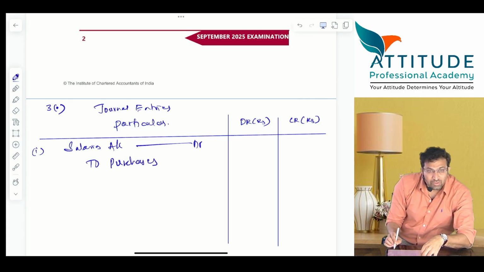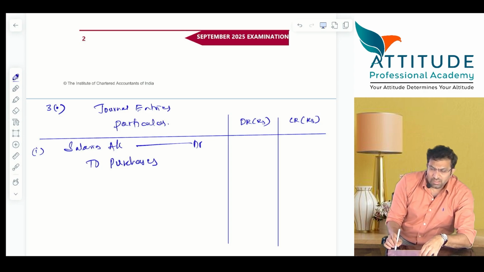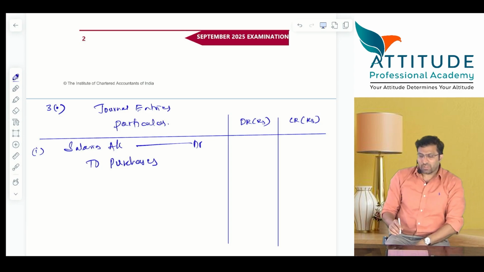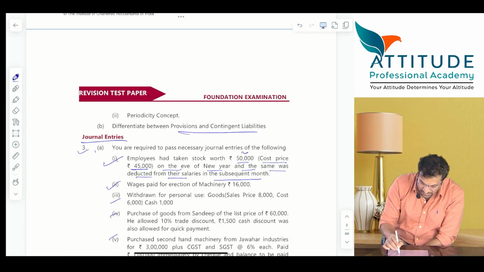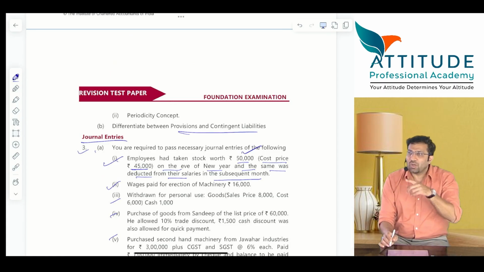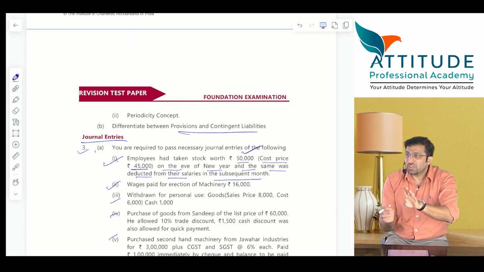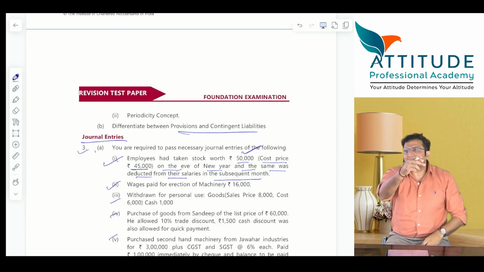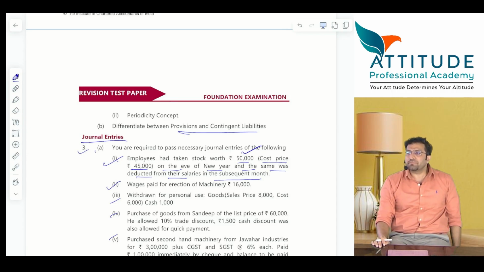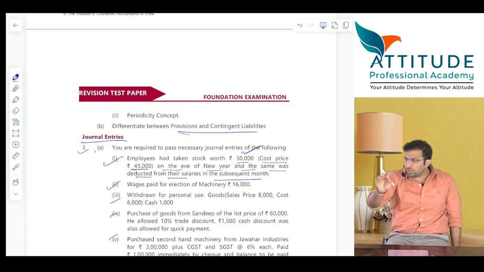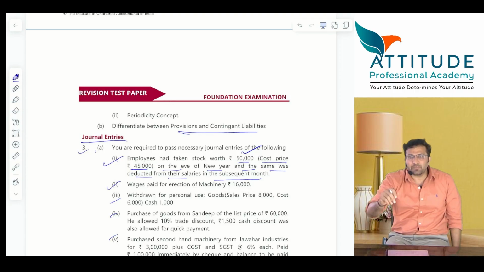Yes or no? Amount, how much, tell me. Selling price is 50 but cost price is how much? 45. All these will be recorded at cost. Drawings: goods withdrawn by the owner for own use. Tell me the entry. Drawings account debit to purchases at cost price, not at selling price.